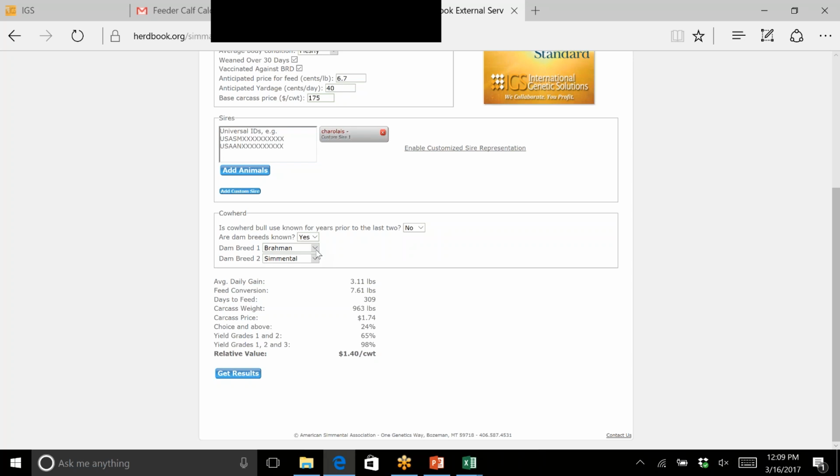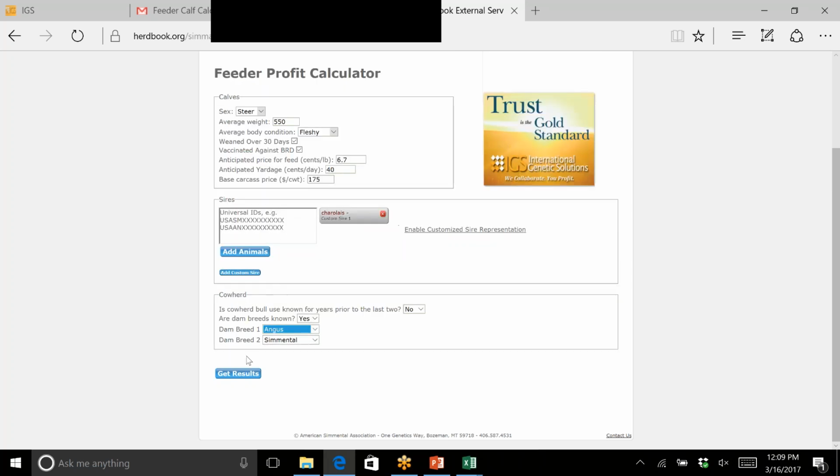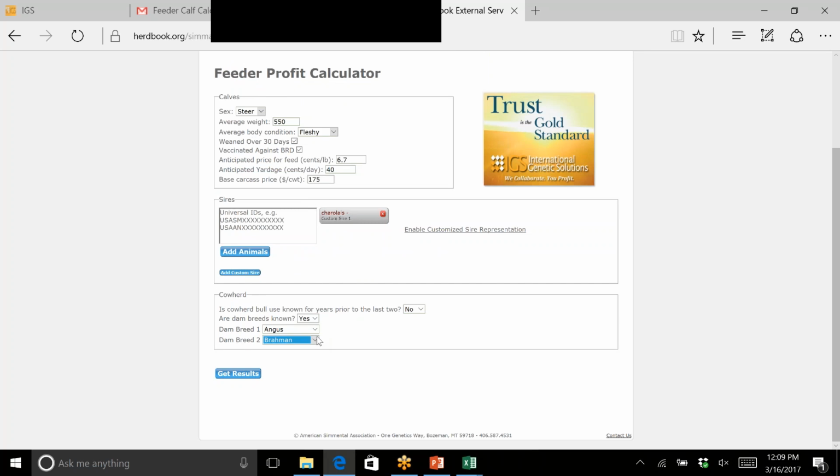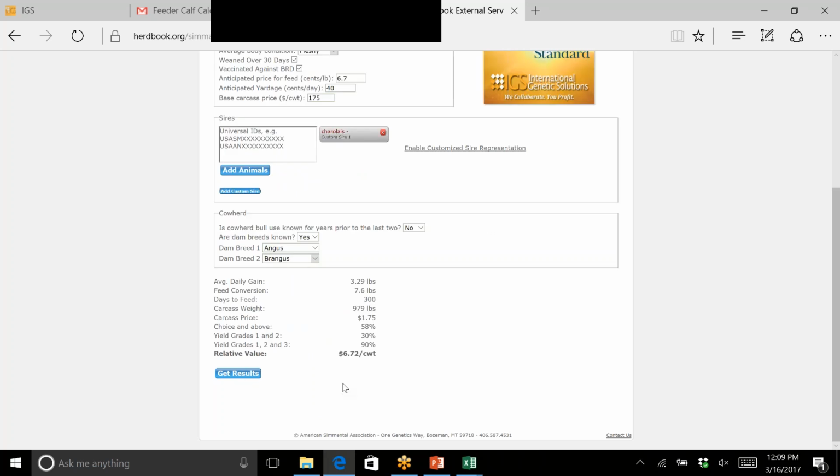Just out of curiosity, do an Angus Brangus cross. That'd be kind of that ultra black type, about as close as we can get. Oh, I hit the wrong button. Sorry. Hold on. Okay. You can see that pushes that Brahman content down relatively low at that point.